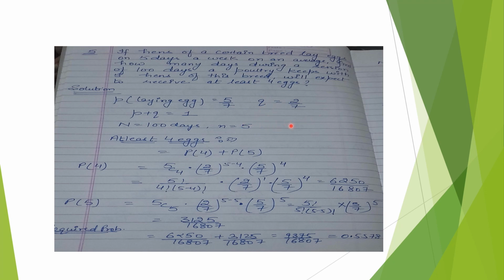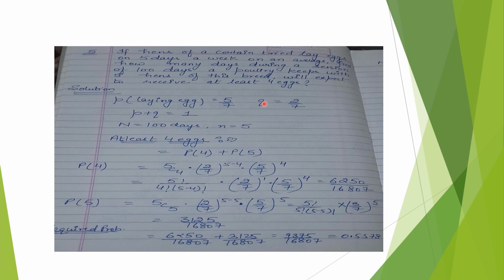will become 2 by 7, as we all know that P plus Q, probability of happening of an event plus probability of non-happening of the event, which is denoted by Q, is equal to 1. So probability of laying of eggs plus probability of non-laying of eggs is equal to 1. Capital N is equal to, here this is capital N. This capital N records the period of the session, which is 100 days given in this question.